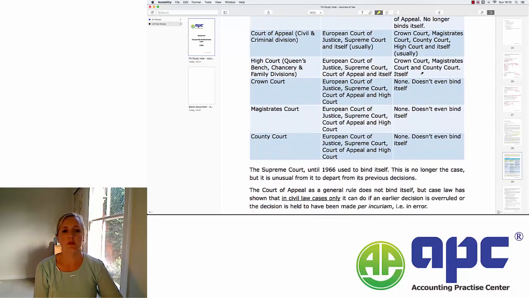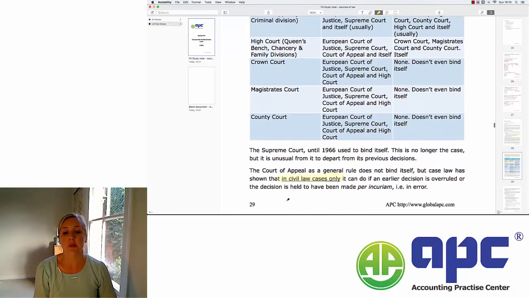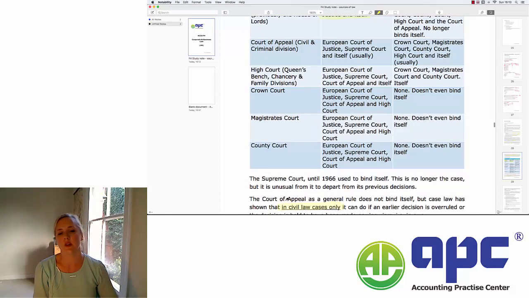The Court of Appeal is bound by the European Court of Justice and the Supreme Court. If you remember in the hierarchy, it was second beneath the Supreme Court, and it usually binds itself. But as it says underneath here, there have been cases that have shown that you can overrule a decision of the Court of Appeal in civil law cases only if it's been held that that decision was made in error. So if the judge was wrongly advised of the law and the case was decided on that basis, because it's civil law we're talking about here, then it's possible that the Court of Appeal can overrule itself.